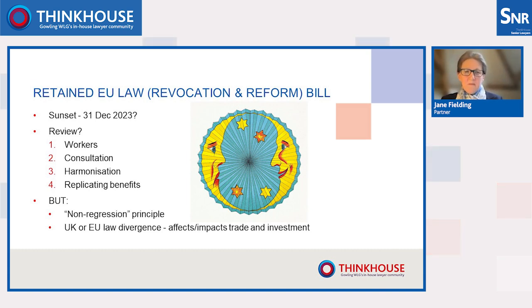So the government at the moment is grappling with this Retained EU Law Revocation and Reform Bill, which they're trying to get through at the moment. And this is where they're working to this sunset date of the 31st of December this year. And the effect of the bill, if it's passed, is twofold. So all EU-derived secondary legislation and that retained direct EU law that we were just looking at, that direct legislation, that will expire automatically at the end of this year, unless one of two things happens.